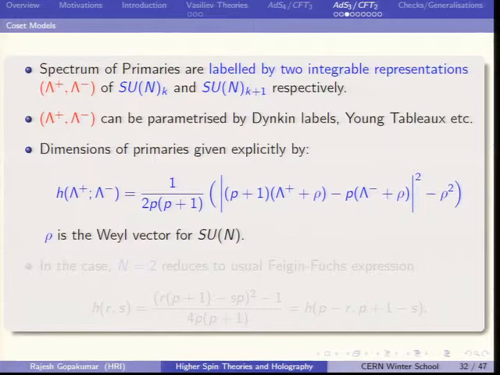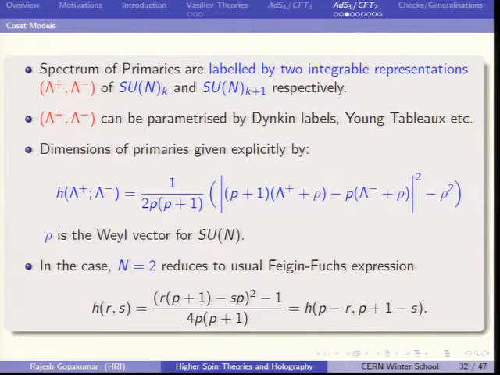So P is k plus n. This rho is the Weyl vector of SU(N). And so you just take the mod square of this combination of vectors in the Lie algebra, and you get an answer. For the case n equal to 2, namely SU(2), this is much simpler.